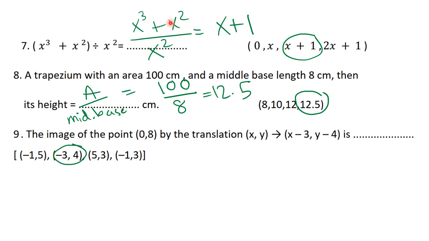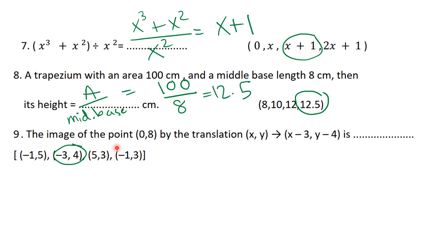And be careful here. X power 2 divided by x power 2 is not 0. We subtract the power, so 2 minus 2 equals 0. So x power 0 equals 1. When we divide any number or any term by itself, the answer will be 1. So don't forget to add this 1. So the answer will be x plus 1.